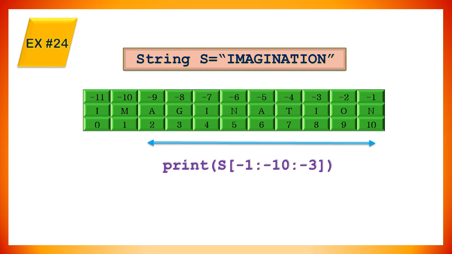So minus 1 is the starting index and the ending index has been provided as minus 10. So the range has been selected from minus 1 to minus 9 and the step value is minus 3. So all the characters will not be generated. Rather, minus 1, that is index 10, gets generated. Minus 1 minus 3 is minus 4, so index minus 4 gets generated. Minus 4 minus 3 is minus 7, which is also generated. So the characters that come as output are N, T and I.